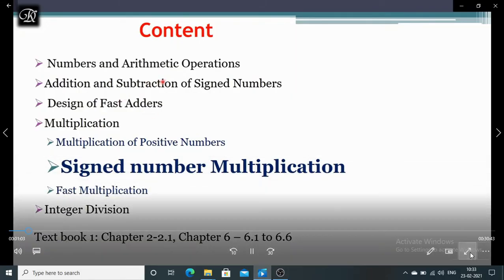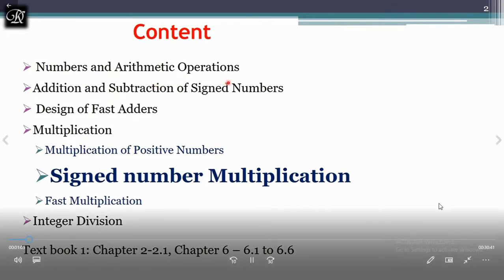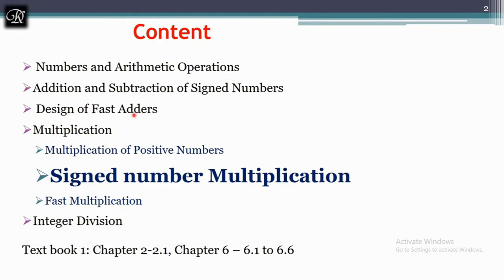In the last discussions, we have seen number and arithmetic operation, addition and subtraction of signed numbers, designing a fast adder, multiplication. In multiplication, there are two cases. One is multiplication of positive numbers and multiplication of signed numbers. We have seen multiplication of positive numbers in the previous video, where we have seen the best technique to do that, that is sequential multiplication. So in this video we will discuss signed number multiplication and a faster technique for that.